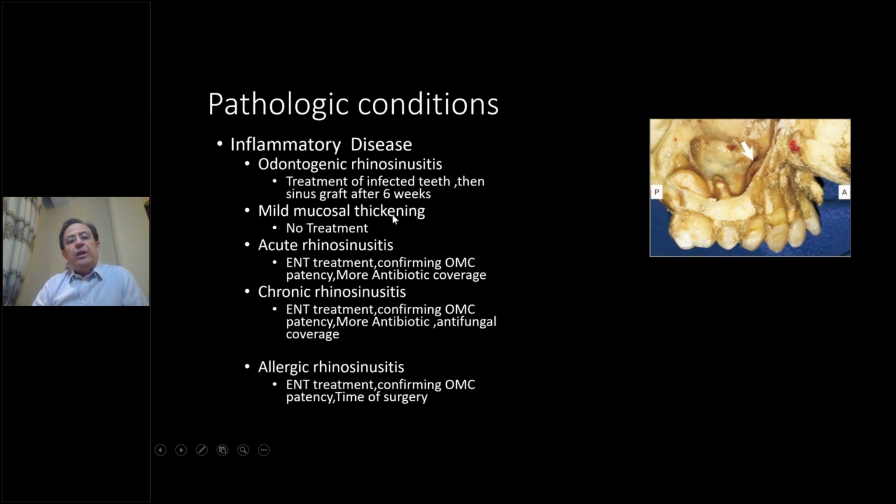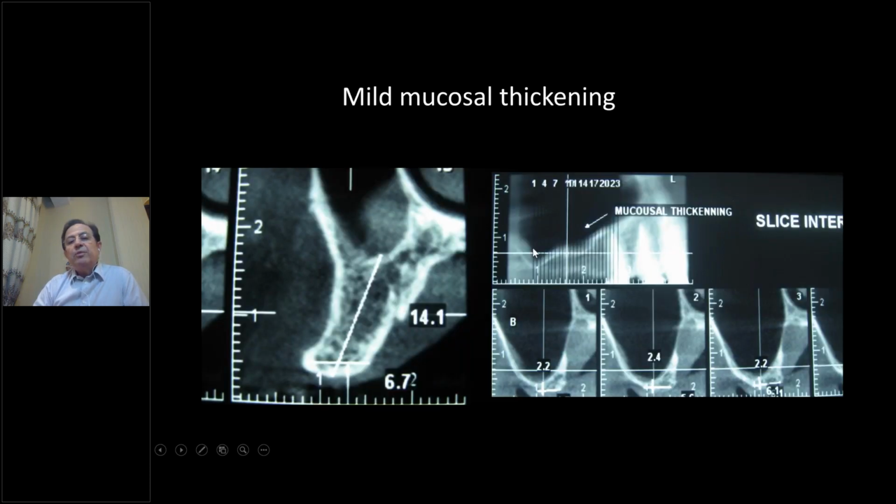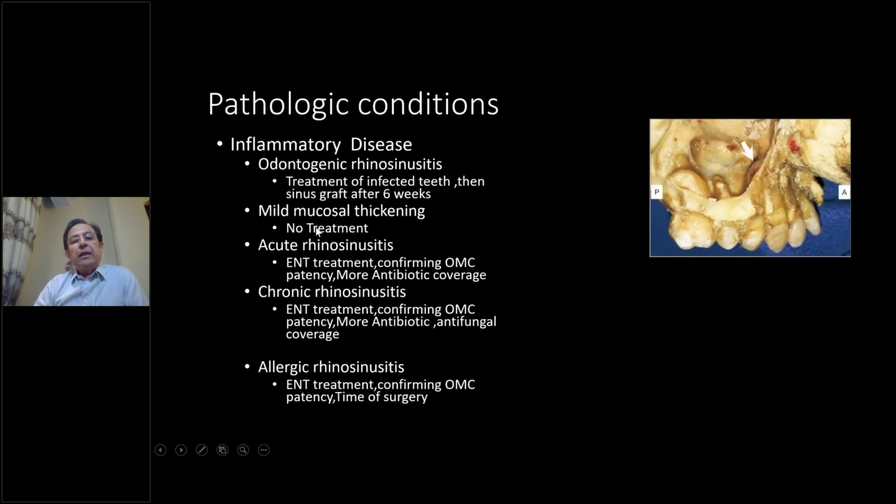Another pathologic condition that is very common is mild mucosal thickening. The mild mucosal thickening we can see in most of the CBCTs due to a lot of factors, pollution, allergy, and other factors. It doesn't need any treatment, and we can go to the sinus graft.